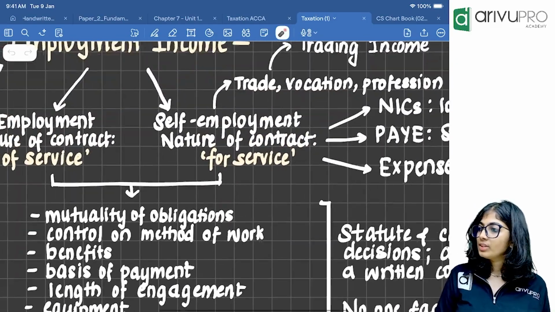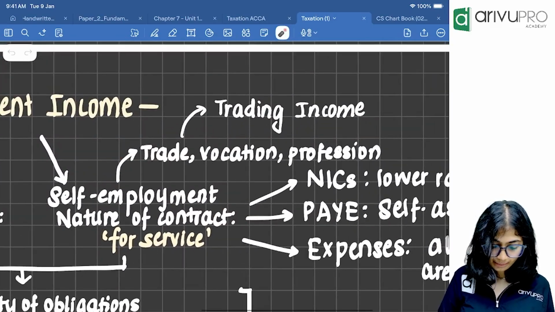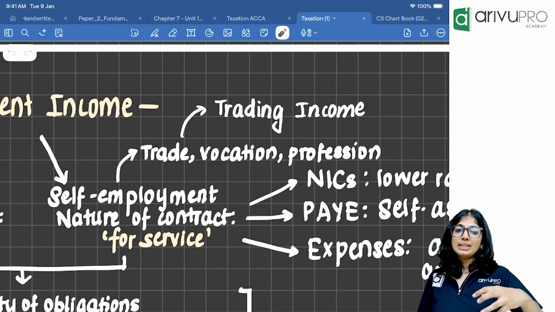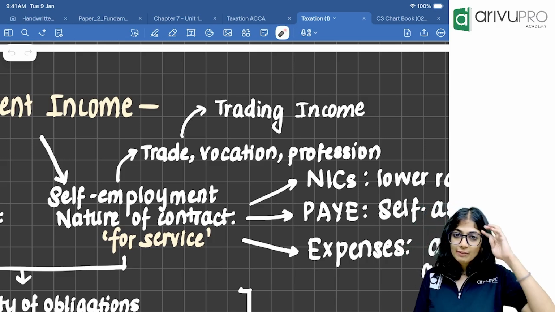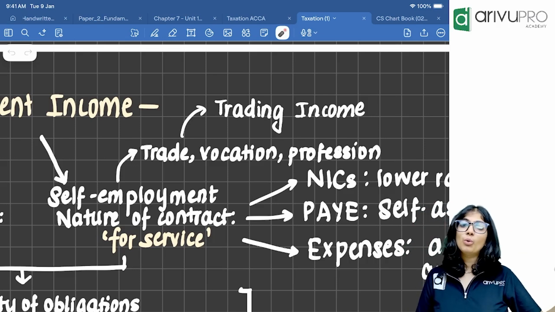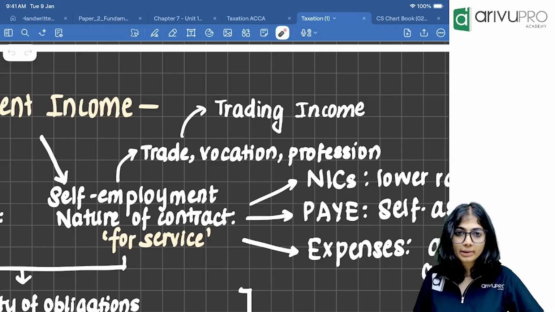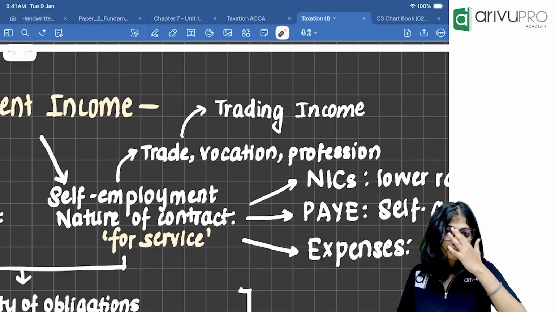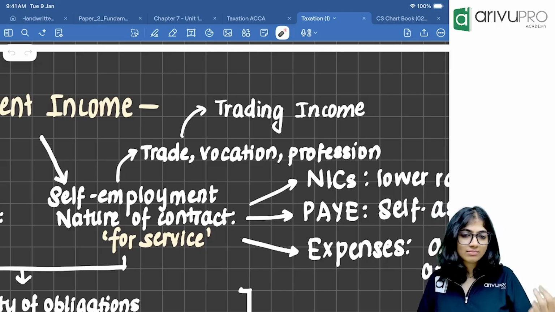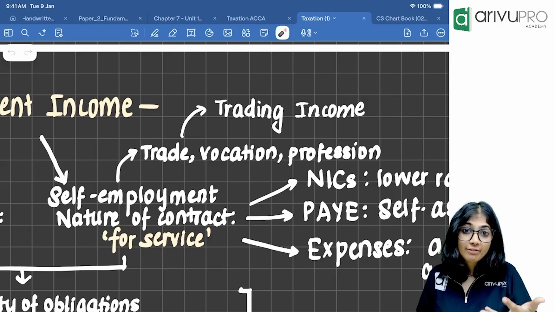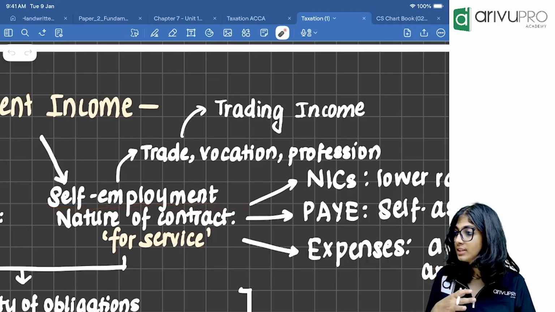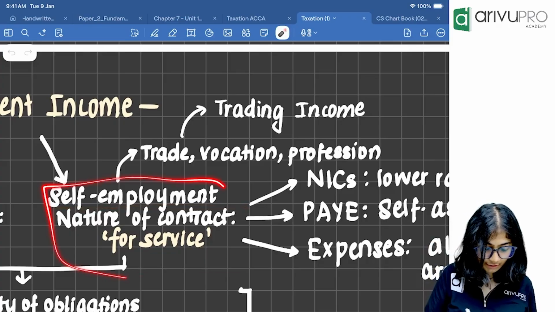Now, self-employment is any income that you're getting from your own trade, vocation, or profession. What does that mean? For example, you have your own clinic, or your own bakery, where you're running your own organization, or you have your own company as a self-employed person. Let's say you have your own clinic, your own academy, maybe your own CA firm. All of those profits and losses come under self-employment.